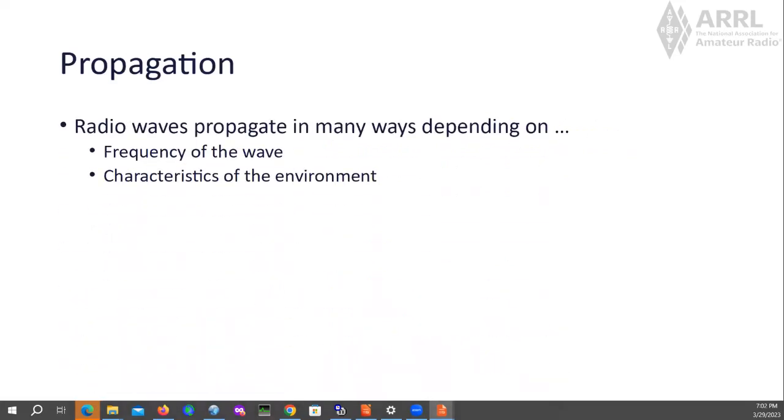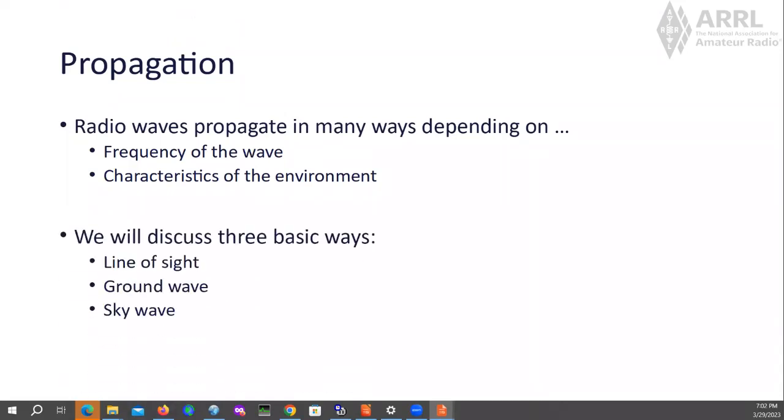Radio waves propagate in many ways depending on the frequency of the wave and the characteristics of the environment. We'll discuss 3 basic ways: line of sight, ground wave, and sky wave.